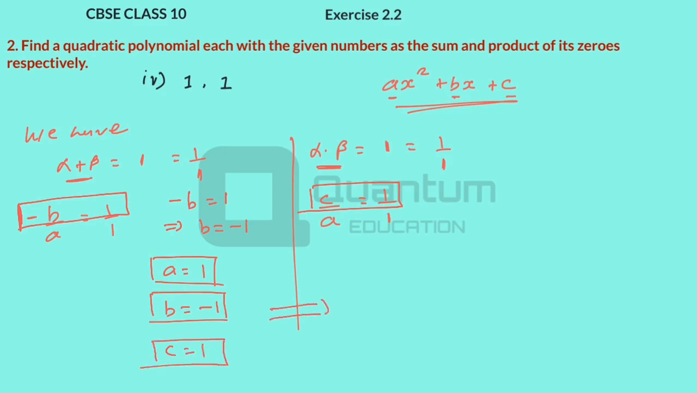So using these values we get the general equation: a equals 1, so 1x square, b is minus 1, so minus 1x, and c is equal to 1. So the final equation is x square minus x plus 1. This is the required quadratic polynomial.